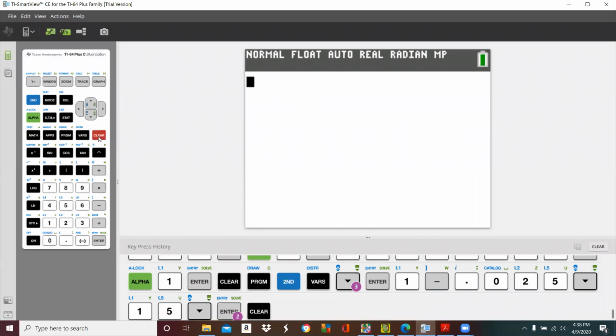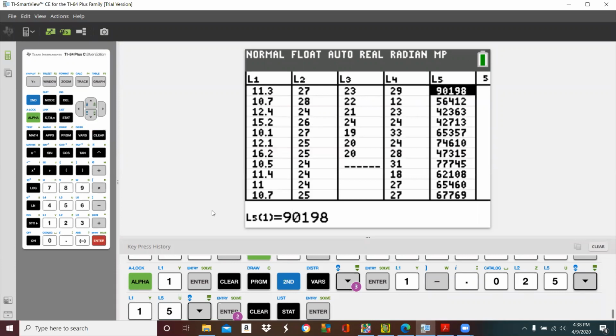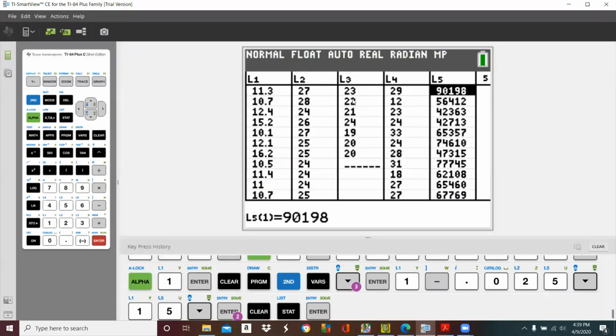So let's go. I think I've already done that. Go to stat, hit enter, and that would be L4. L4 starts at 29, goes to 12. Let's just double check that's the right one. Yeah. So I'll just enter all 30 of these into L4. So ignore what's in L1, L2, L3. Ignore L5 for now. L4 has those 30 numbers.